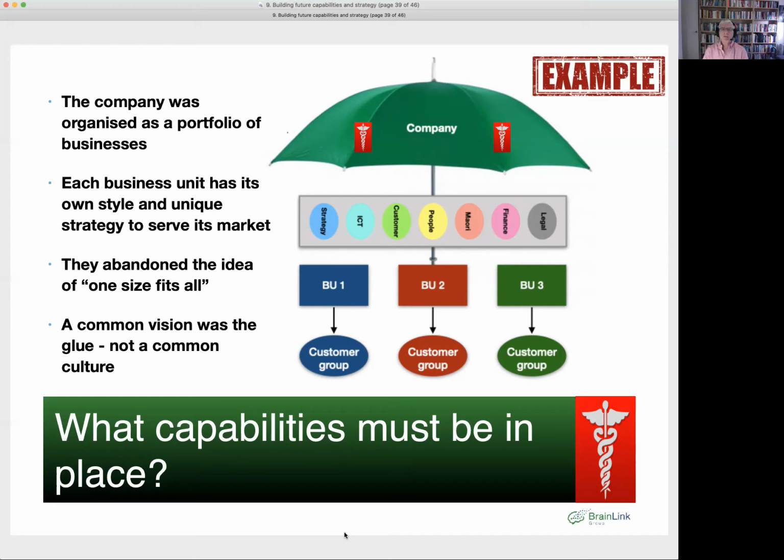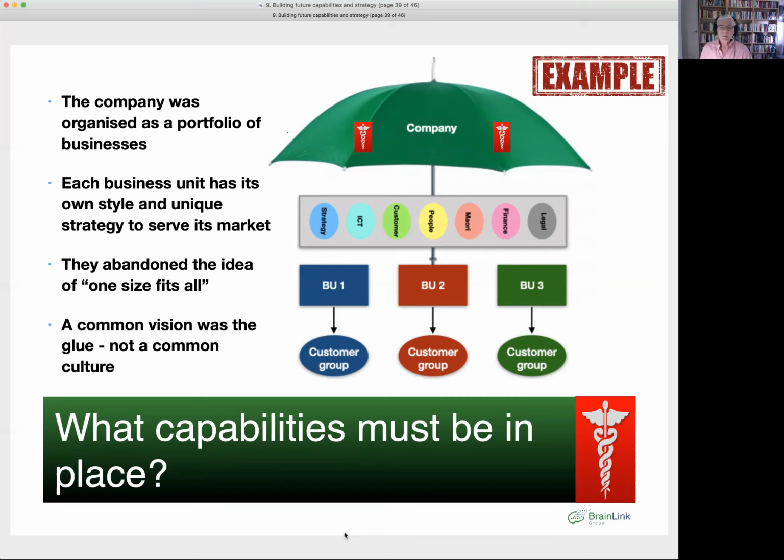They said, well, we don't need to have a standard way of operating across all the business units. We don't need to have the same operating style or strategy across each business unit. So culture was not going to be the thing that bound those different business units together, but a common vision was. So this is a key distinction that they really made. And so they separated the business units, BU1, BU2, and BU3, from the shared services that existed at the top: strategy, ICT, customer, people, markets, Maori in New Zealand, finance and legal. Those were the shared services.